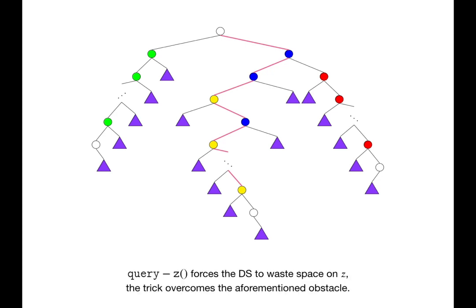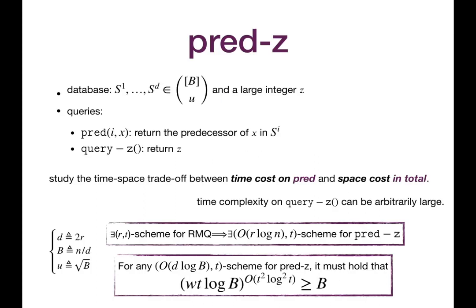To answer the query Z, we just retrieve the whole tree and compute the Z. Query Z forces the data structure to waste space on the Z. The trick overcomes the previously mentioned obstacle. By properly choosing the parameters, we show that if there is a data structure for RMQ using R bits of redundancy and T time, then there is a data structure for Pre-Z using O(R log n) bits of redundancy and T time.